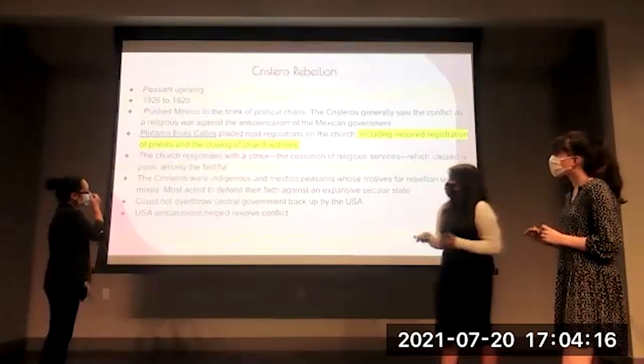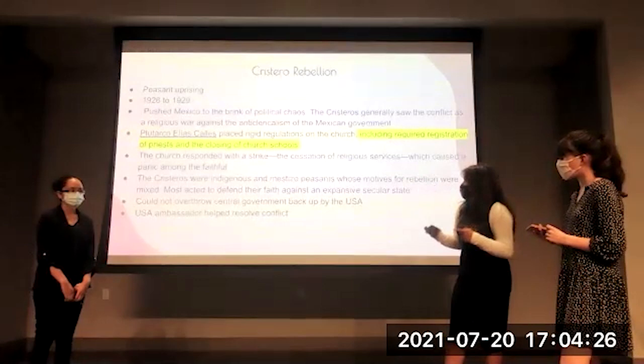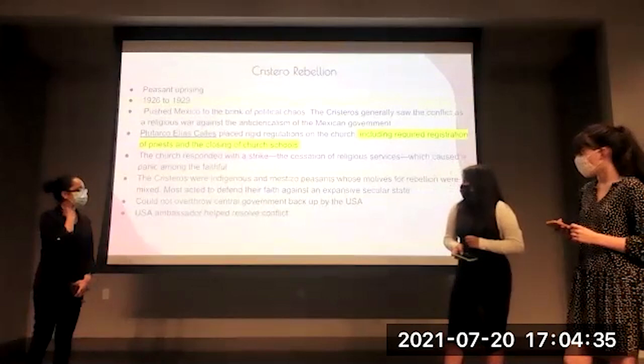Here, they had this very liberal president called Plutarco Calles. He enforced the laws of religion on the church. He made everything a lot more difficult for people to go to church. At one point, the church got mad and they began a strike and ceased all religious services. In the end, the U.S. ambassador was able to help resolve this conflict.